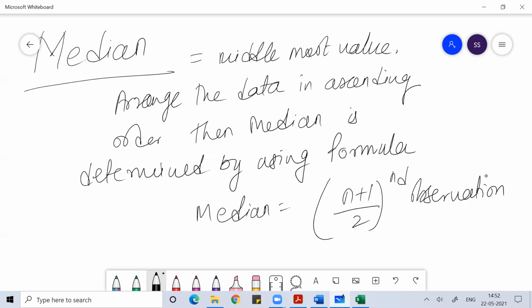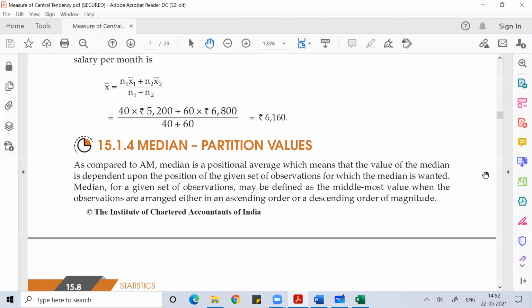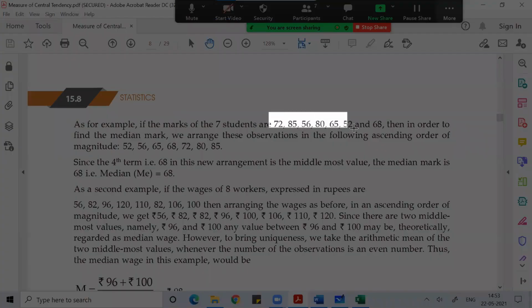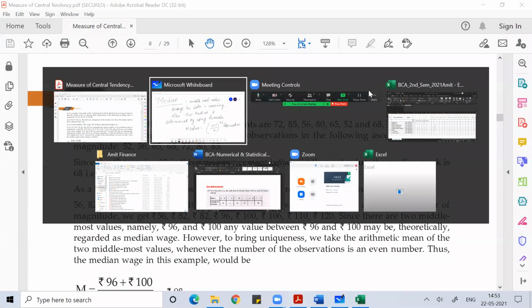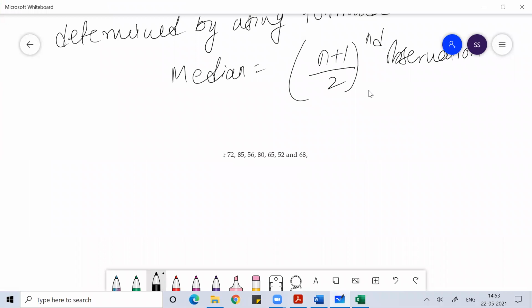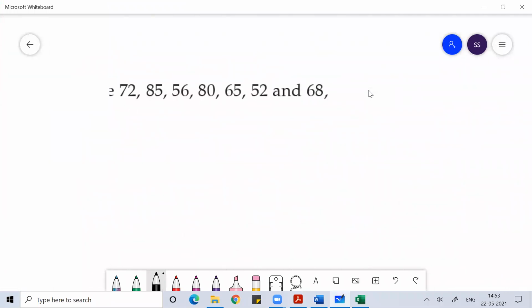So if you get raw data, what you do, I'll show you an example. Imagine this is a question. Suppose you have data like 72, 85, 56, 65 and 68. Suppose these are your data, and you want to find the median of this data. Some random data are given to you, and you want to find the median.